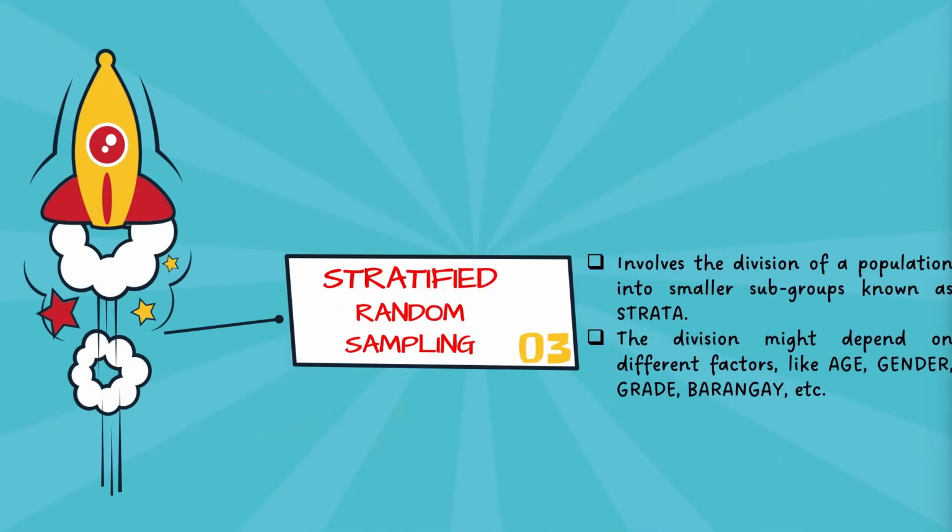So the third type of random sampling class is what we call stratified random sampling. Stratified random sampling involves the division of population into smaller subgroup known as strata. The division might depend on the different factors like age, gender, grade, barangay, and etc.